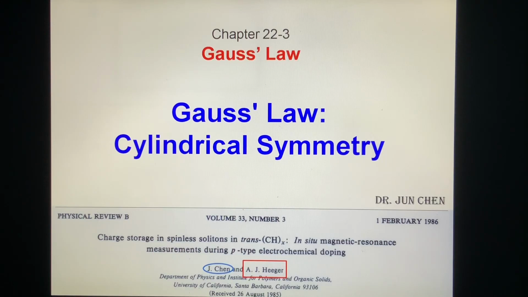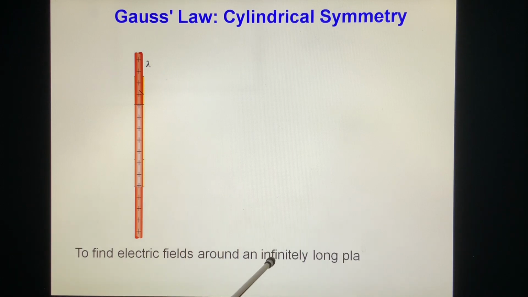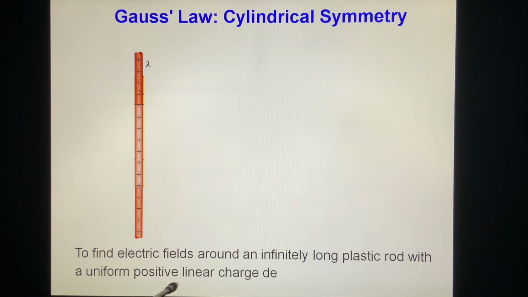Gauss' law, cylindrical symmetry. We have a very long rod with uniformly distributed charge density lambda. To find the electric field around an infinitely long plastic rod with a uniform positive linear charge density lambda, we will find E around it.